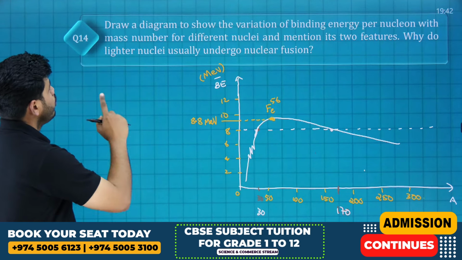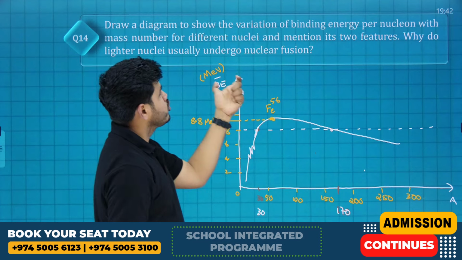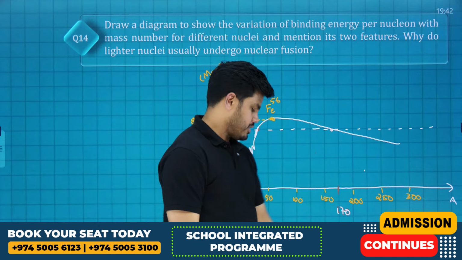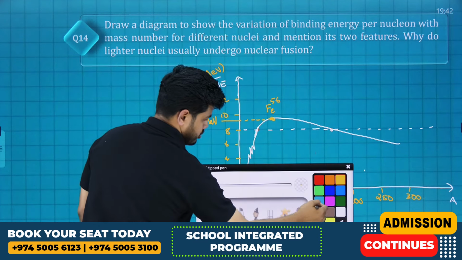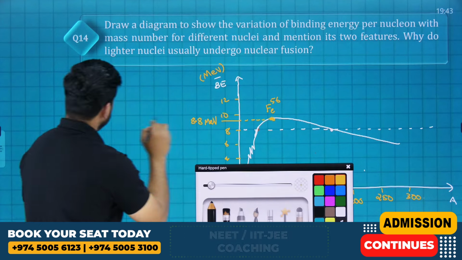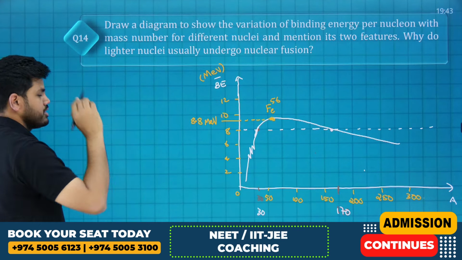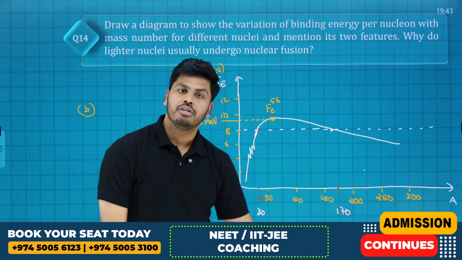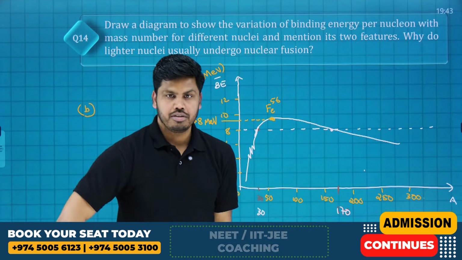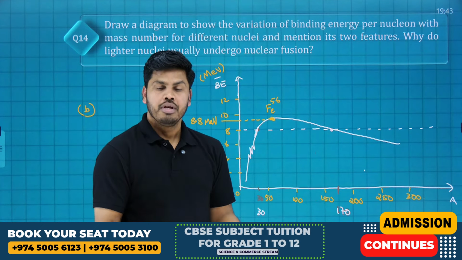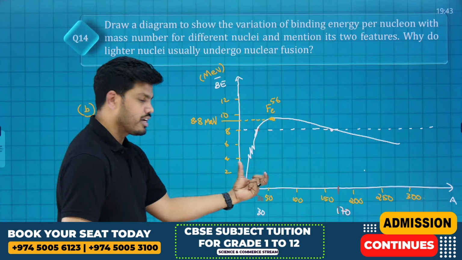Good. Now, why do lighter nuclei usually undergo nuclear fission? That is the next part of the question, B. So simply in one single statement, we can say the answer is to attain stability, right? Or to be more stable. And how is it explained using the graph?